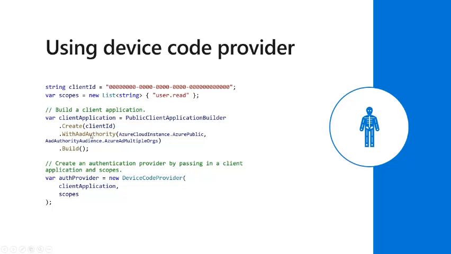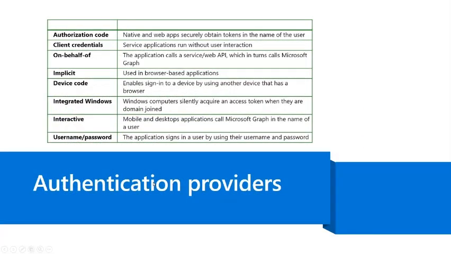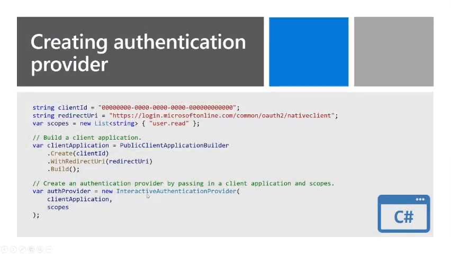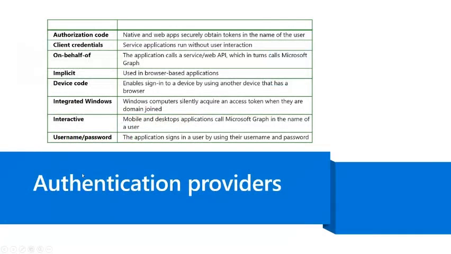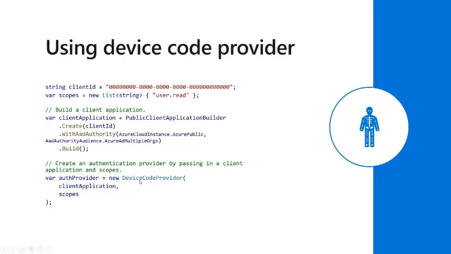Then we use this client application and scope to create the device code provider, which is an authentication provider, and the same in this example, where we created an interactive authentication provider, using the same client application and scope. In the same way, in this one we are creating the device code authentication provider, which we talked about just before this slide.